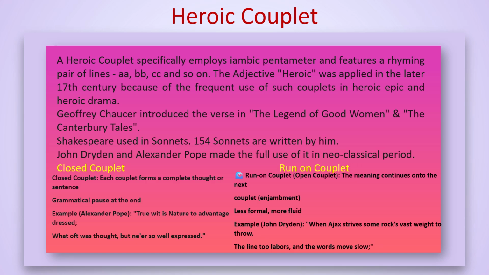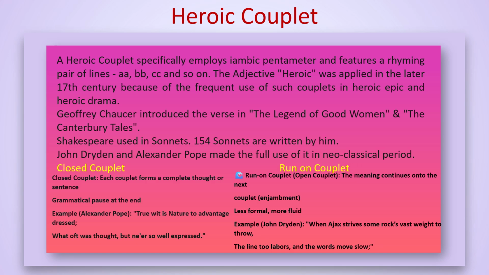These verses were introduced by Geoffrey Chaucer in The Legend of Good Women and Canterbury Tales. He is also known as the father of English poetry. These heroic couplets became very famous because of their use in the famous work of William Shakespeare, sonnets. Around 154 sonnets are there. Afterwards, John Dryden and Alexander Pope also used it in the neoclassical period.